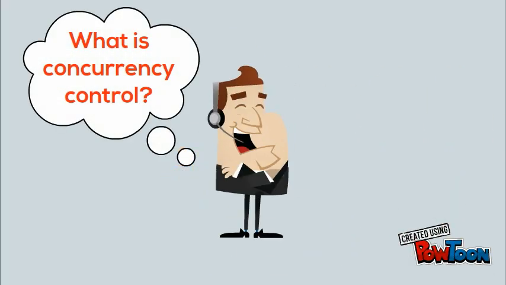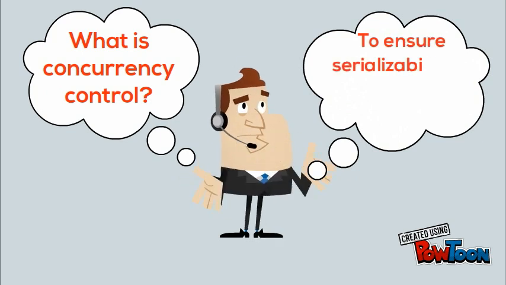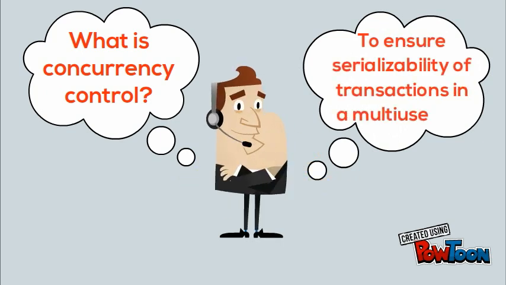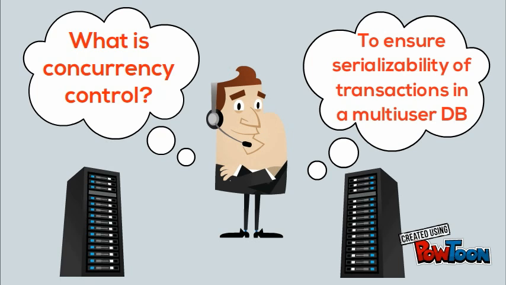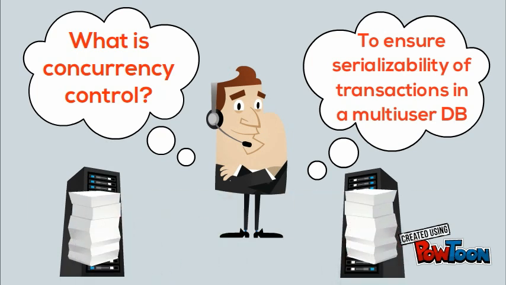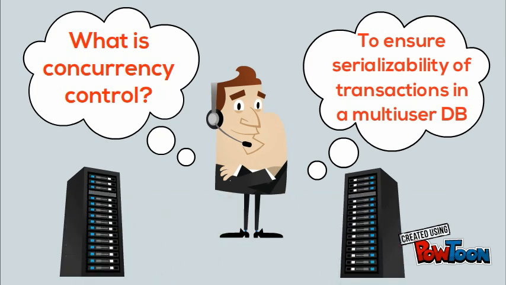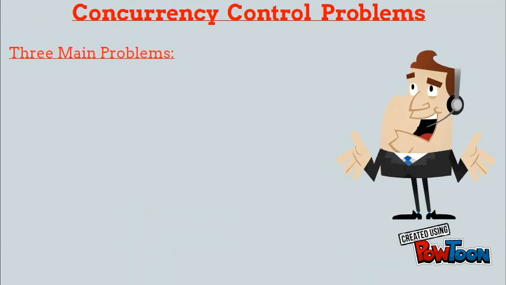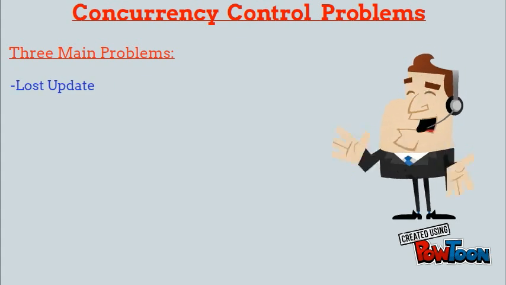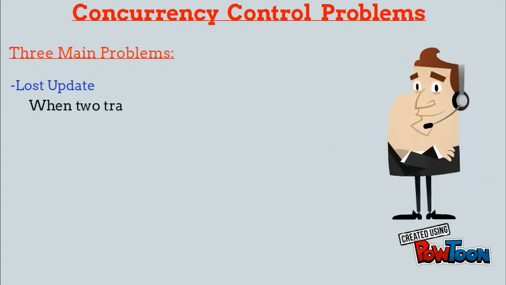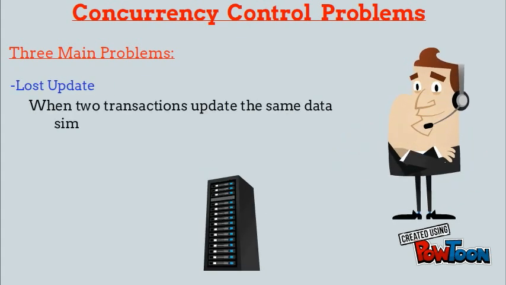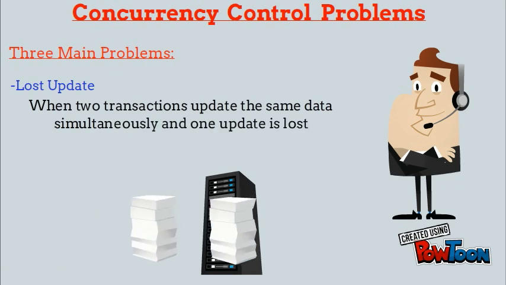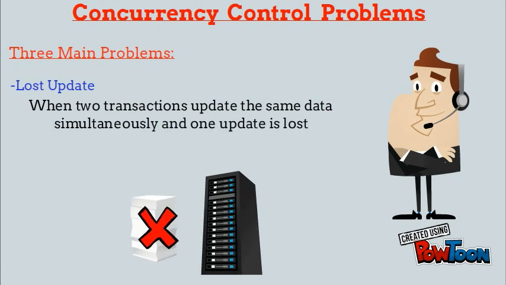Concurrency control is the simultaneous execution to ensure serializability of transactions in a multi-user database. So this means that it is used to solve consistency and integrity problems. Concurrency control has three fundamental problems, the first being lost update. Lost update is when two transactions update the same data simultaneously. Only one of the transactions update is successfully saved while the other is lost.